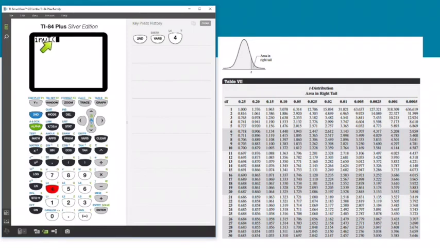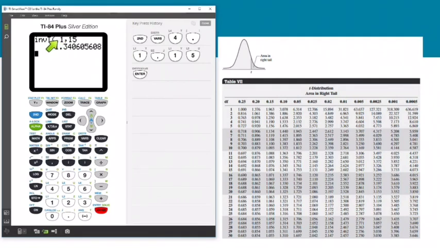Okay, now inverse T requires us to tell the calculator two pieces of information. First, you need to say what area you want to the left of your t-score. So I'm going to tell it 0.1, and then comma. Now you need to tell it degrees of freedom, and remember we had 15 degrees of freedom, and then you can press enter.